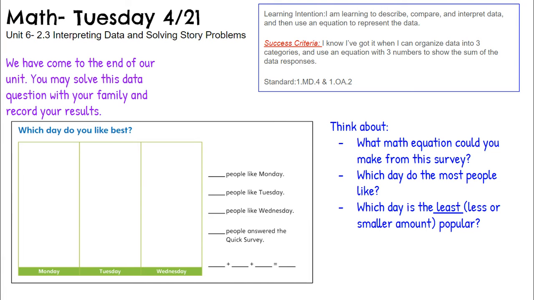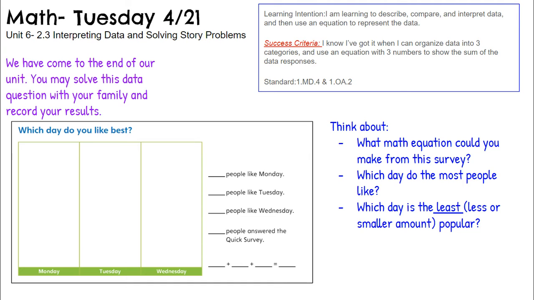For today, our learning intention is I am learning to describe, compare, and interpret data. Then use an equation to represent the data. Now remember, our success criteria tells you exactly what you need to be able to do to say, I have got that learning target. Today, your success criteria is I know I've got it when I can organize data into 3 categories and use an equation with 3 numbers to show the sum of the data responses.